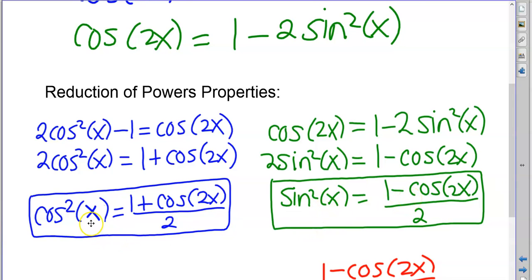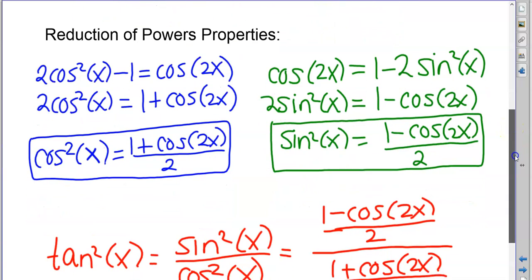So these are called reduction of power properties because I can take a squared function and rewrite it as an unsquared function, and that happens to be particularly useful in calculus. We can also do the same thing for tangent.